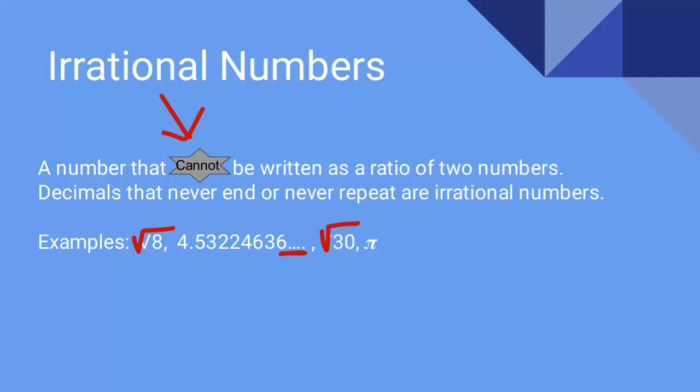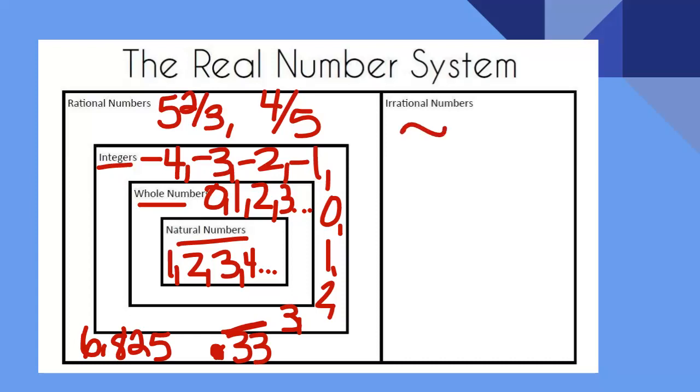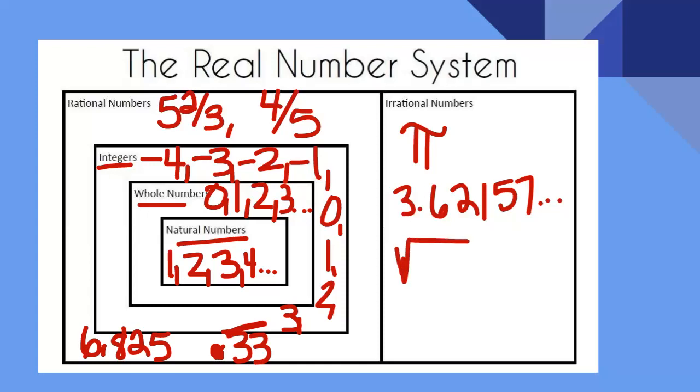So when we go back to our Venn diagram, I'm going to put pi in here. I'm going to put like 3.62157, and then I'm going to put dot, dot, dot. That means that decimal doesn't end. It keeps going forever. If I try to do the square root of, let's say, 6, that cannot be expressed as a fraction. That's going to be a decimal that keeps going to the end of your calculator screen, which means it keeps going on forever and ever. Another one would be like square root of 12. Any number that's not a perfect square is going to be irrational.